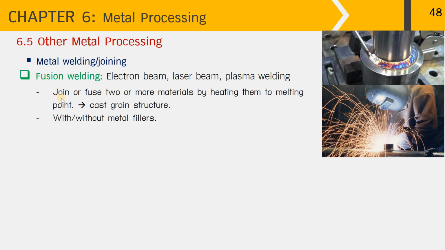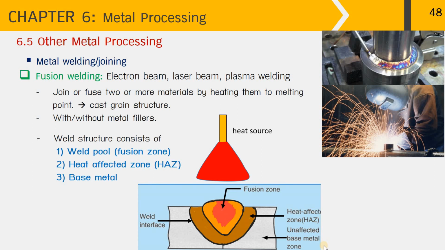So fusion welding is to join or to fuse two or more materials by heating them to their melting point. And therefore, the obtained structure is the cast grain structure. It can also be done with or without metal fillers, depending on the configuration and also the heat source. This picture in the middle shows how the weld structure is constructed. According to the picture, the weld configuration is the butt joint welding, so we have two ends of metal to be welded together.